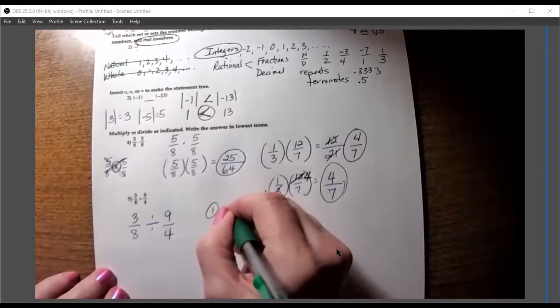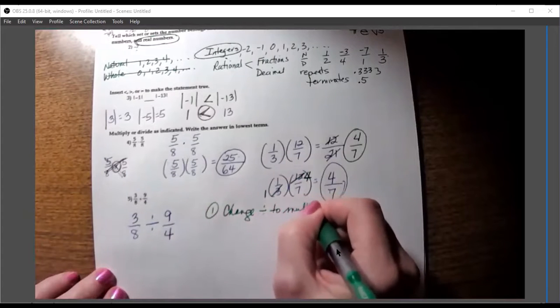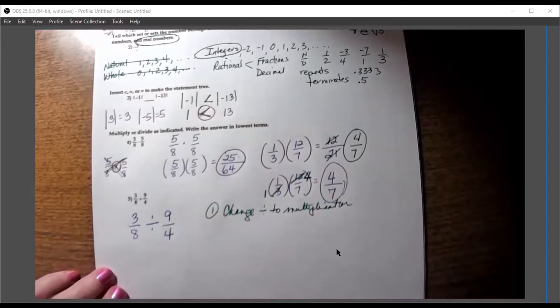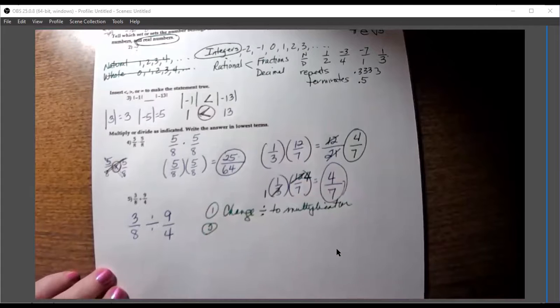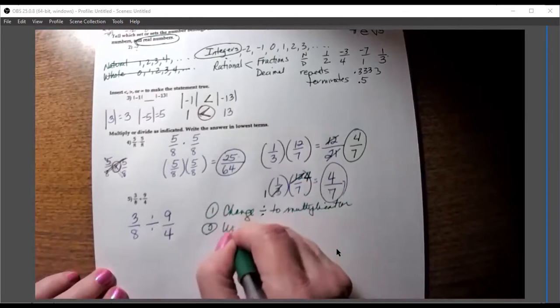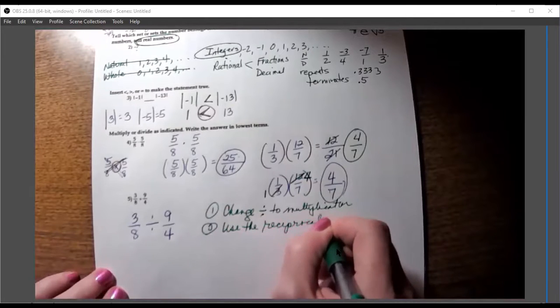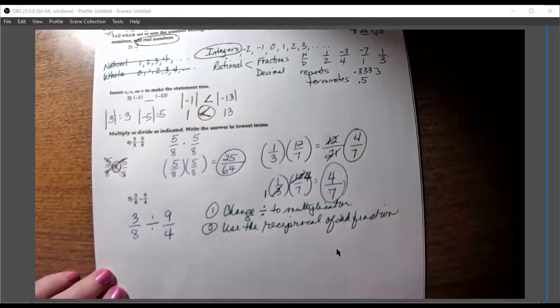Step 1. Change division to multiplication. Step 2. Use the reciprocal of the second fraction. Reciprocal. What's a reciprocal? The reciprocal of a fraction is when you swap the numerator and denominator.